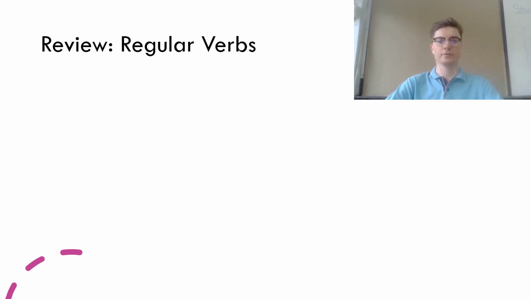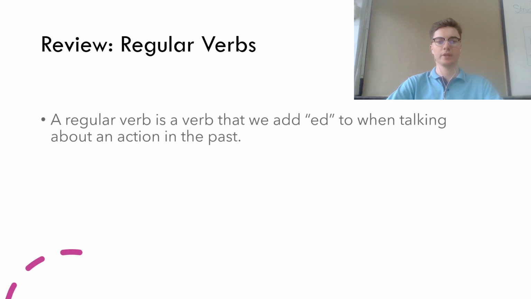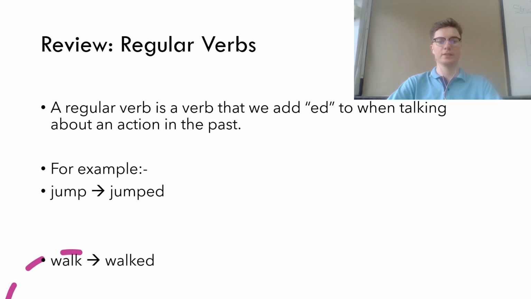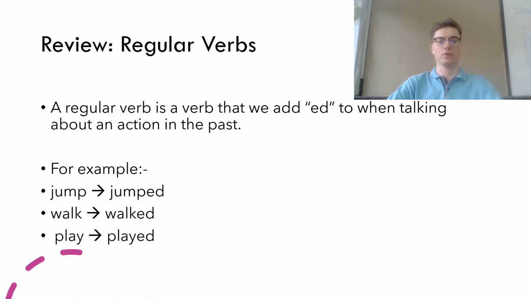So first thing, let's go right back to basics. Let's review regular verbs. Okay? So a regular verb is a verb that we add ed to when we change it to the past tense. Okay? Very easy. So for example, jump in the past tense is jumped, add ed. Same for walked. Same for played. Okay?